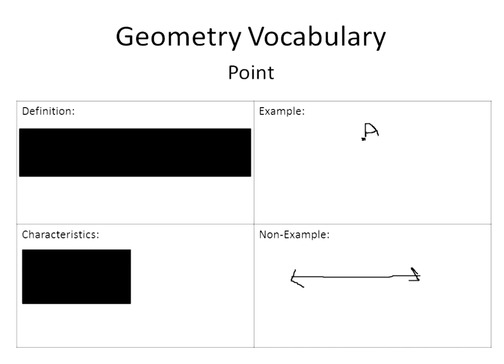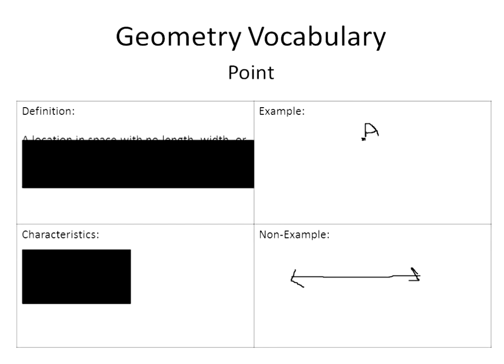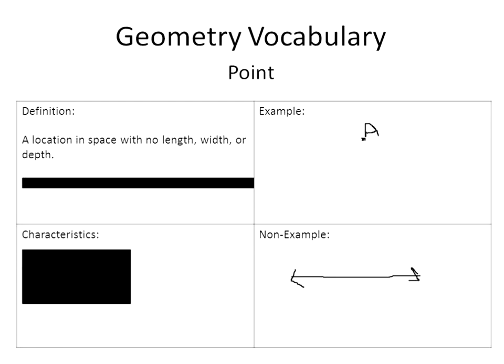Okay, so definition of point. Now, a point in geometry is something we kind of intuitively know. There's not a whole lot of definition to this, but what we have is a location in space with no length, width, or depth. And it's just kind of an intuitive thing.